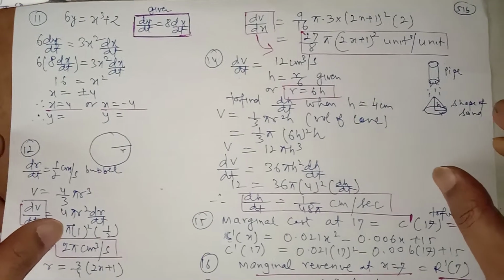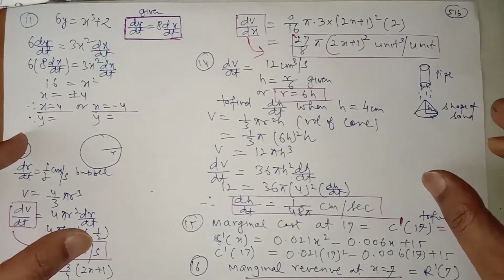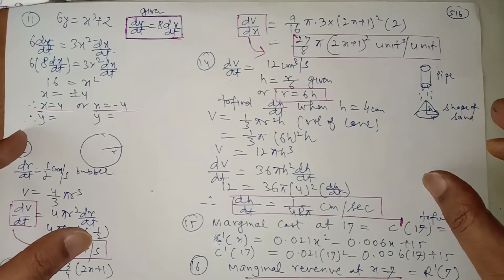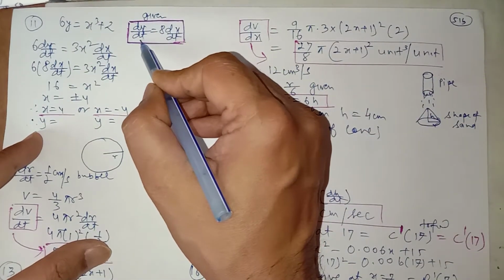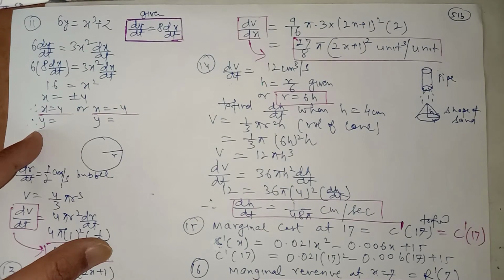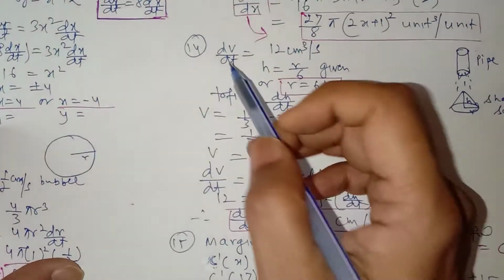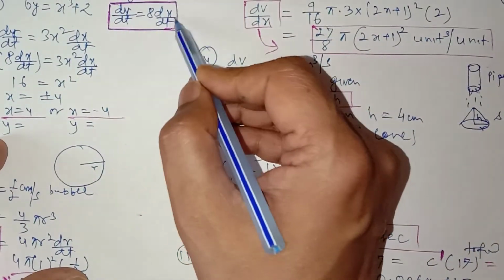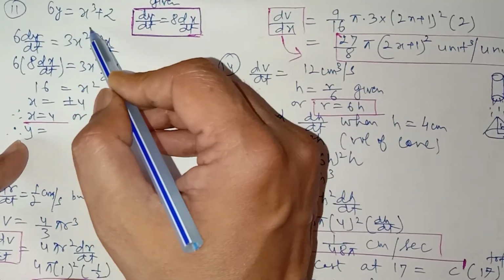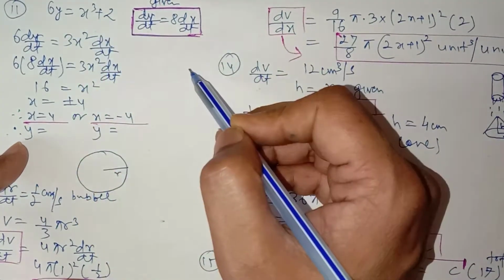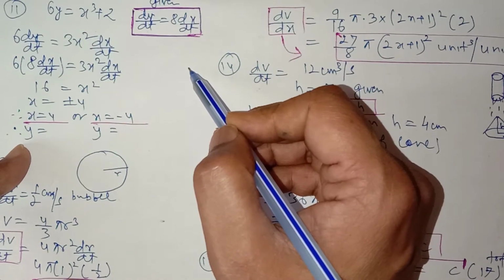Now in question number 11, it is given that the y coordinate is changing 8 times the x coordinate, and it is given that 6y is equal to x cube plus 3. You have to find the coordinates of that point.